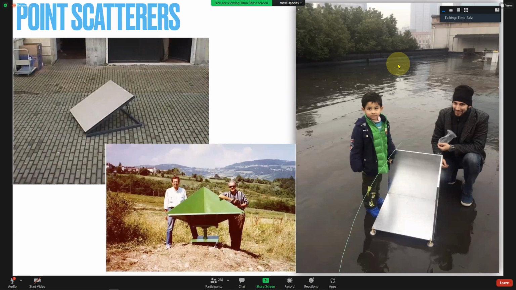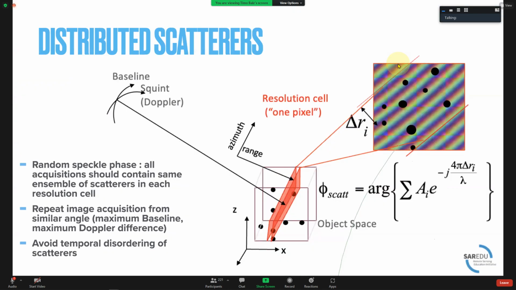In contrast to a distributed scatterer, where we have many small targets in a resolution cell, if you imagine a tree, the radar will be reflected from different parts of the tree, from twigs here, leaves there, the stem. Maybe there's even some ground in that pixel. So different targets distributed over that pixel will reflect back together, and then you get a speckle effect.